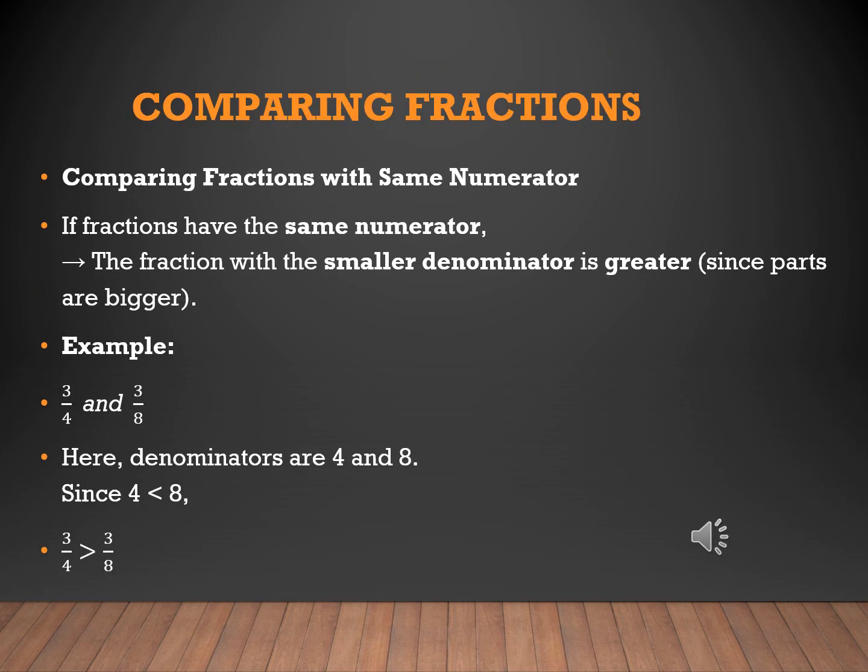Now comparing fractions with the same numerator. If fractions have the same numerator, the fraction with the smaller denominator is greater since parts are bigger. For example, 3 by 4 and 3 by 8. Here denominators are 4 and 8. Since 4 is smaller than 8, therefore 3 by 4 is greater than 3 by 8.